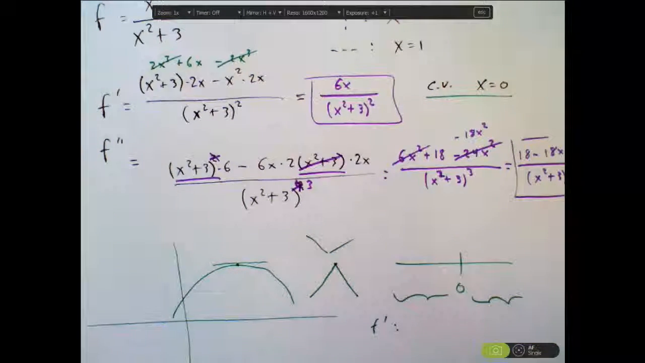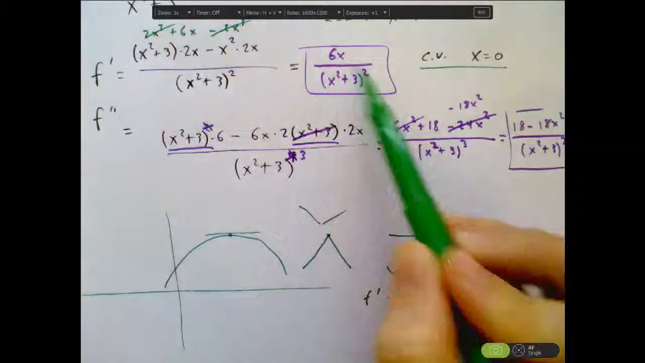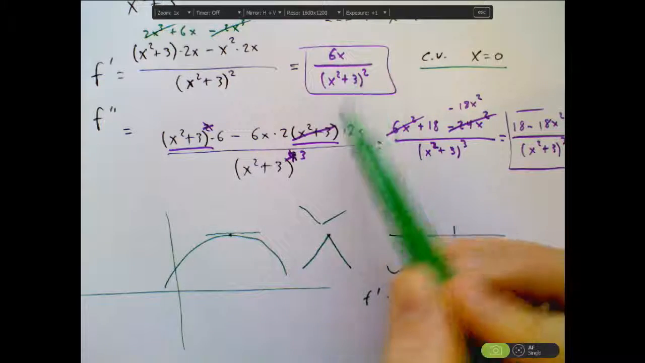Here's values for f prime. And it only matters if f prime is positive or negative for whether f is going to be increasing or decreasing. A second thing to notice is that this denominator is always positive.